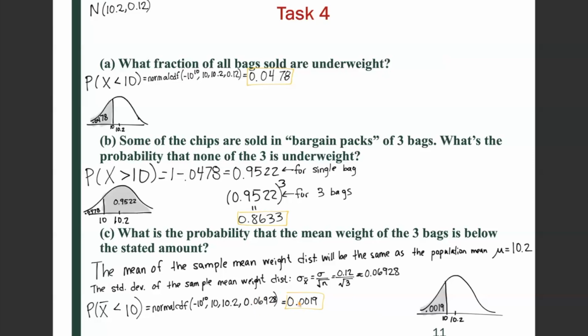Okay, so once you solve that in your calculator, you get 0.0019, and that is the area under the curve here, and that's what we're looking for. That's the probability that the mean weight of the 3 bags is below the stated amount.